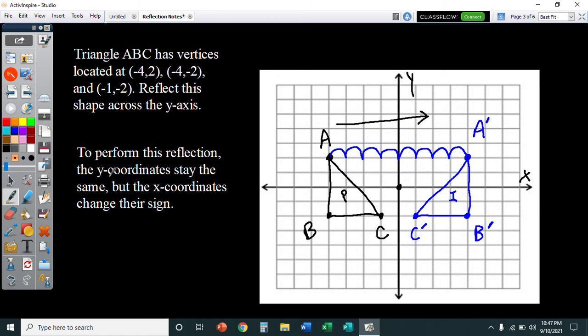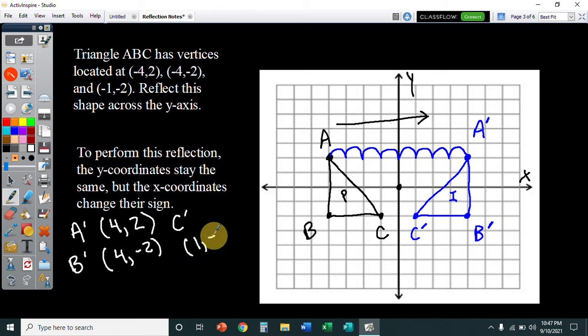Now, if I was going to do it by the coordinates, I could say, well, that means A prime. I told you that it's horizontal movement only. That means all the y coordinates stay the same. So this is going to be a positive 4, 2 for A prime. B prime, because the x changes its sign, the y stays the same. B prime is going to be a positive 4, negative 2. And then C prime, change the x to 1, and the y stays the same.